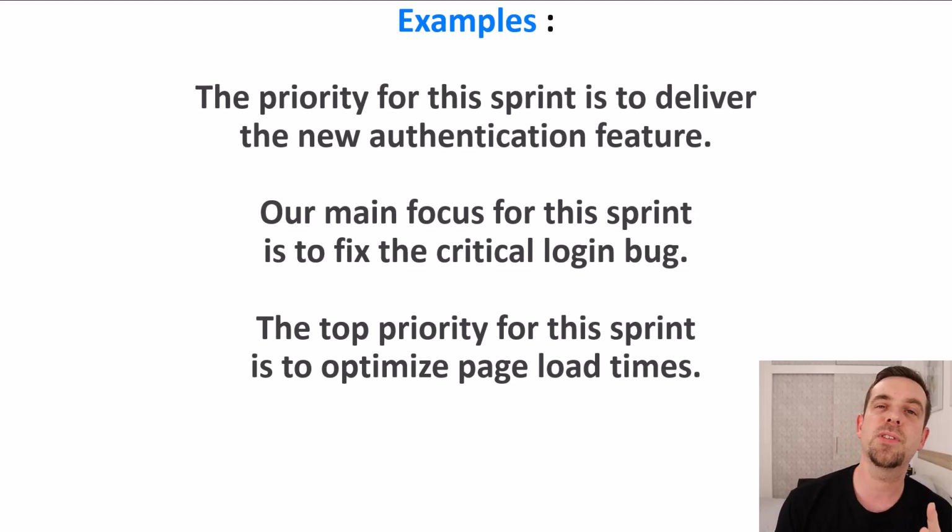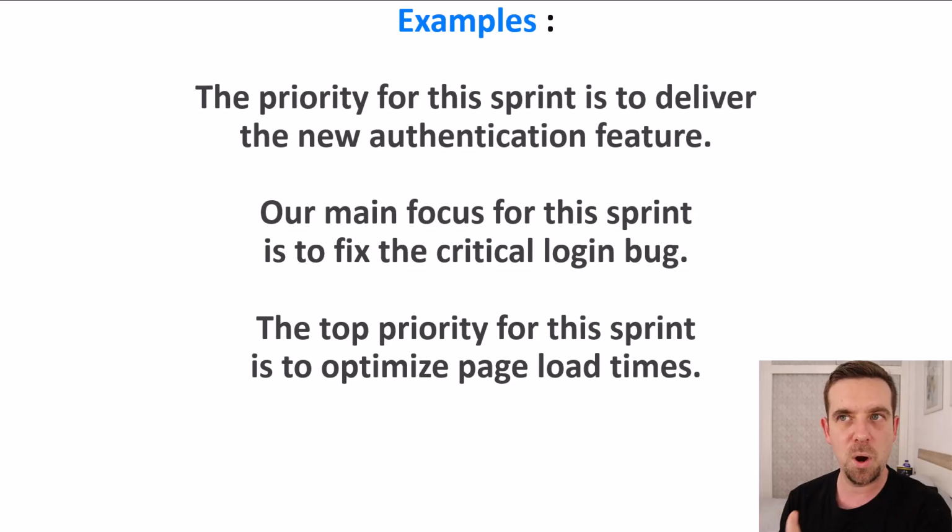Now, some examples for this are: the priority for this sprint is to deliver the new authentication feature. Our main focus for this sprint is to fix the critical login bug. And the top priority for this sprint is to optimize page load times.